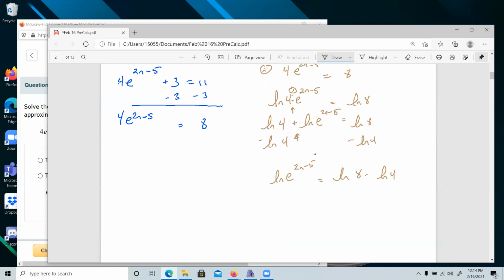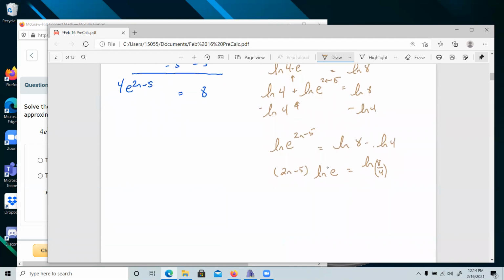Because they don't share the same exponents. So nothing is wrong here. It's just that there's a lot more places for you to get lost along the way. This is ln of 8 over 4 because that's what the minus signs do. Again, a lot of places to start messing up here.